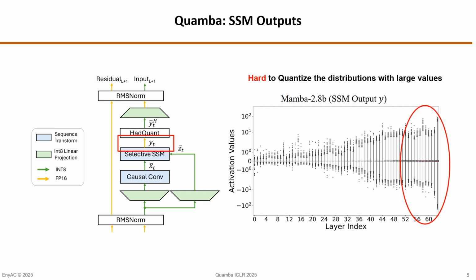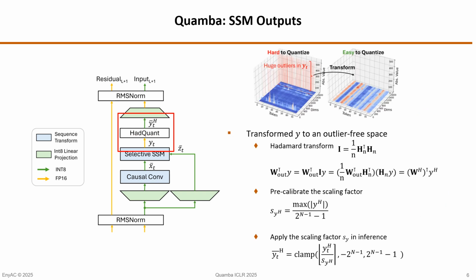Instead, we observe huge outliers present at the SSM output. The numerical values of the outliers are larger than 100, which makes quantizing the SSM difficult. Therefore, for the SSM output, we transform Y to an outlier-free space with Hadamard matrices, and we get the scaling factors after Y is transformed. We fuse the quantization with the forward Hadamard transform so the quantization does not incur additional cost. And we fuse the backward Hadamard transform matrix with the output projection.